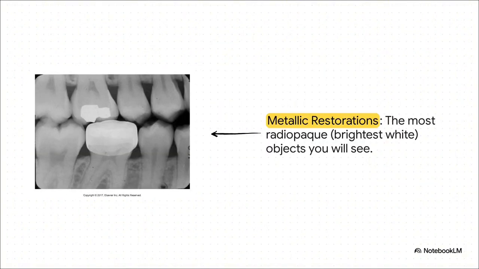Here's a textbook example. You see those shapes that are way, way whiter than the teeth they're on? Those are classic metal-based fillings and crowns. They just soak up almost all the X-rays, making them totally impossible to miss.